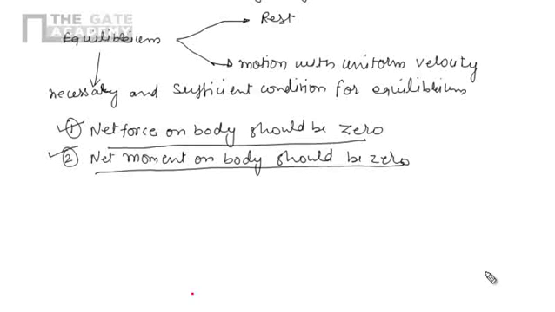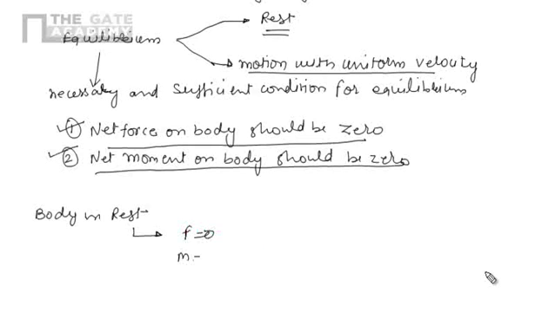And I have already discussed, if the body is at rest or if the body is moving with uniform velocity, we can say that the body is in equilibrium. Let's take an example of body at rest. If the body is at rest, it means net force is zero, net moment is zero. So we can say that body is in equilibrium.